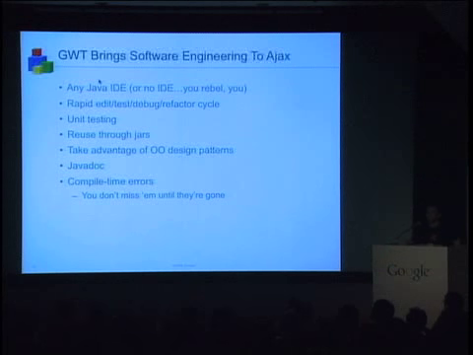I mentioned that this allows for us to have a rapid iteration cycle. So Google Web Toolkit brings software engineering to AJAX. You can use any Java IDE, or if you think you're really good, you don't need an IDE at all. And you have a rapid edit, test, debug, refactor cycle. Also, Google Web Toolkit, because it's Java, you have JUnit for unit tests.